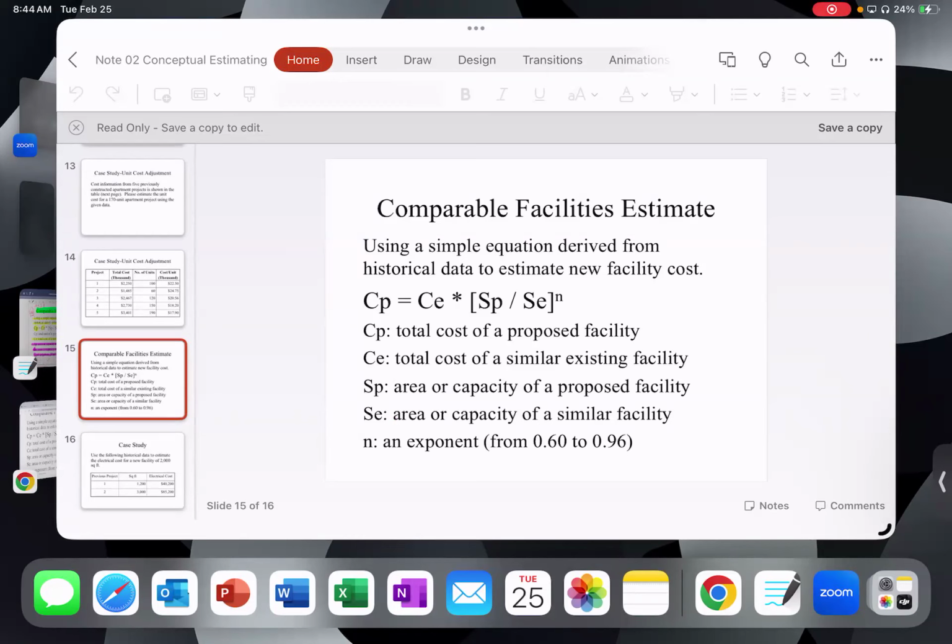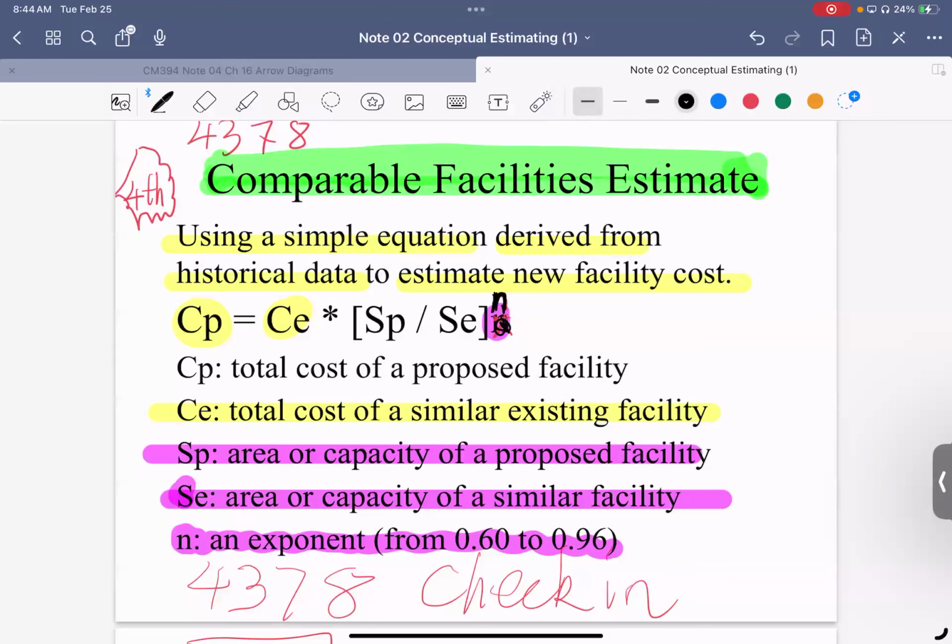If you have a chance, download the lecture notes from Blackboard, and you will see the correct equation is SP divided by SE, in brackets, with the N power. Make sure you fix it if you're working with the PDF. I'm just using color here to cover it. So this is the N power.